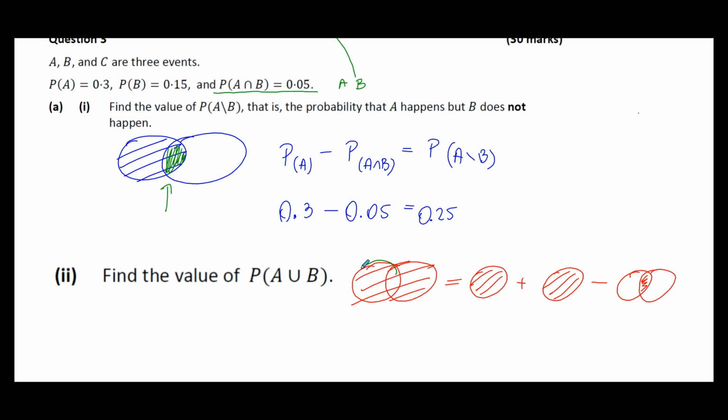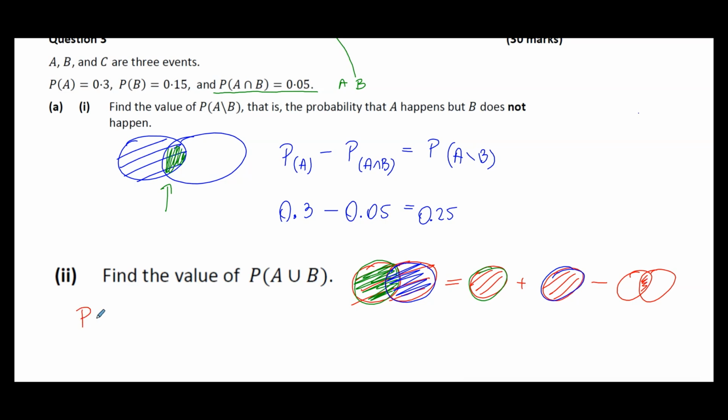If you mark that with a pen, let's say green, and then blue, do you see that the green is already counted in green? And if I mark that blue, then it's counted twice. That's the reason why we take that away.